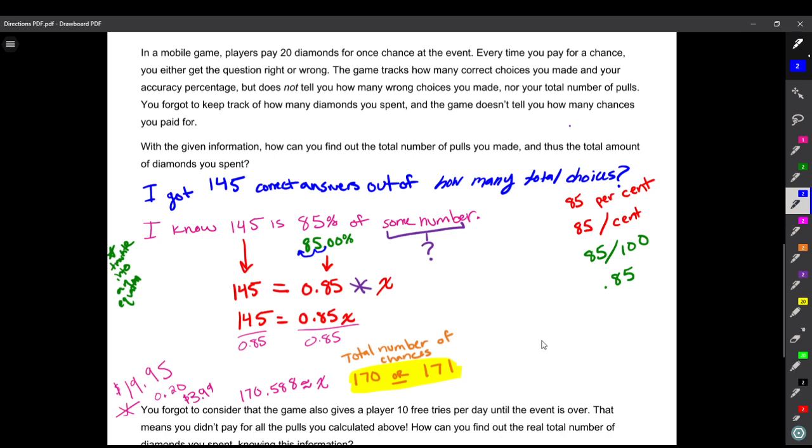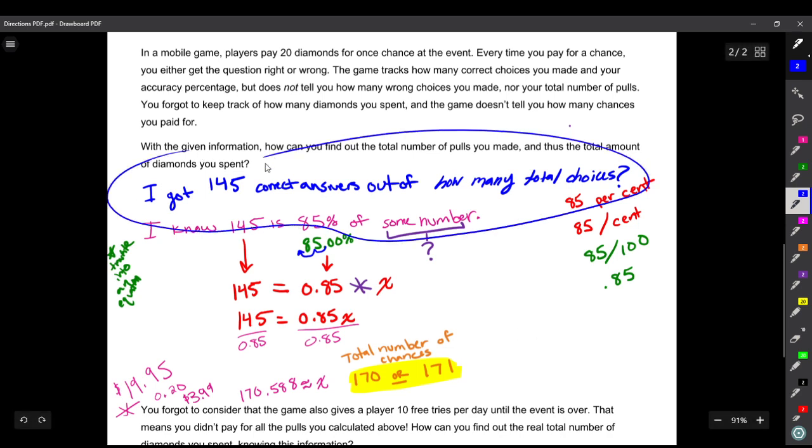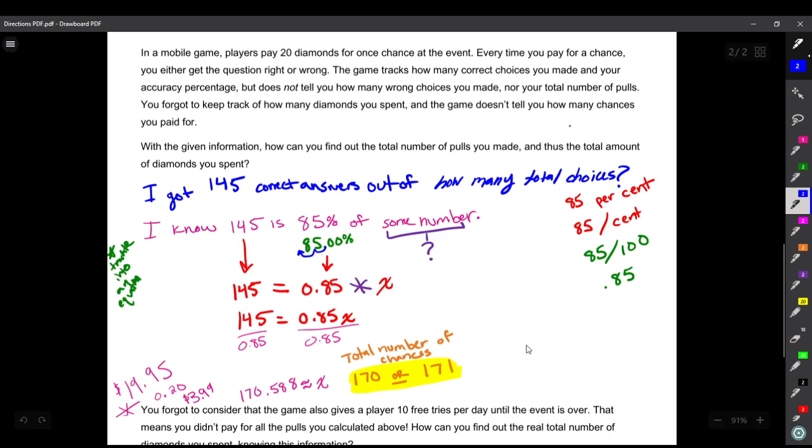But you could have just as easily, if we were to take a look at this information again, say, well, 145 out of some number is the same as 85 out of 100. And if we were to cross multiply, we're going to get the same answer. It's just going to be a lot larger. We could cross multiply, or we could just make this 0.85. But whatever you do, you're basically going to get the same result.